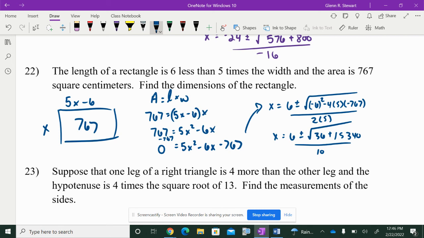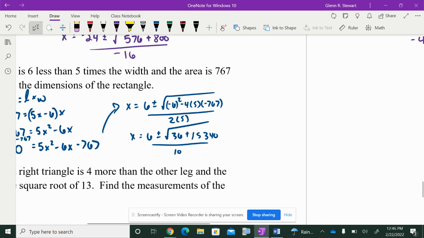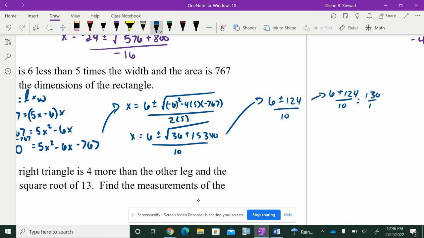Add 36. And then I'm going to square root this. I bet it comes out to a good number. 124. Yep. So this is 6 plus or minus 124 over 10. Now here's the deal. This is going to become 6 plus 124 over 10, which is 130 over 10, which is 13. The other one is going to become 6 minus 124 over 10. That's not going to create a positive number.